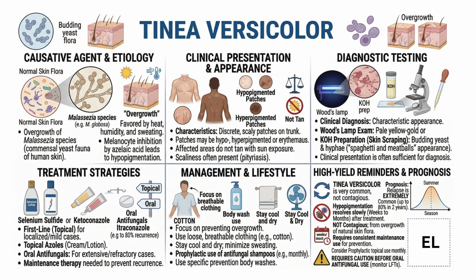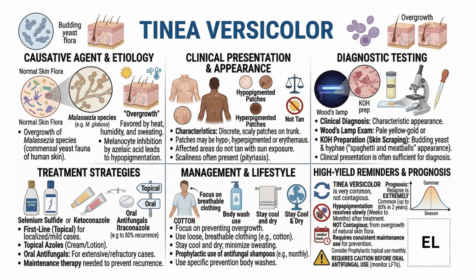Another commonly used test is the KOH preparation, performed using skin scrapings from the lesion. When examined under the microscope after potassium hydroxide treatment, the characteristic finding is clusters of yeast cells along with short hyphae. This pattern has a classic description often remembered by students as spaghetti and meatballs. The round yeast cells resemble meatballs, and the short hyphae resemble spaghetti strands. This microscopic appearance is one of the most well-known exam clues for Tinea versicolor.